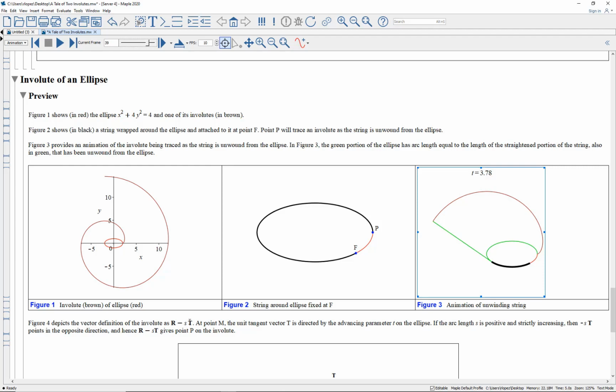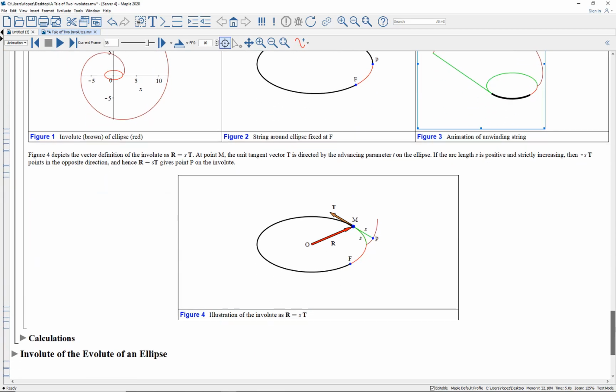R minus ST describes this involute analytically. In the next figure, figure 4, we're going to examine more carefully how this string process relates to the analytic description. So let's take a look more carefully at this figure 4.